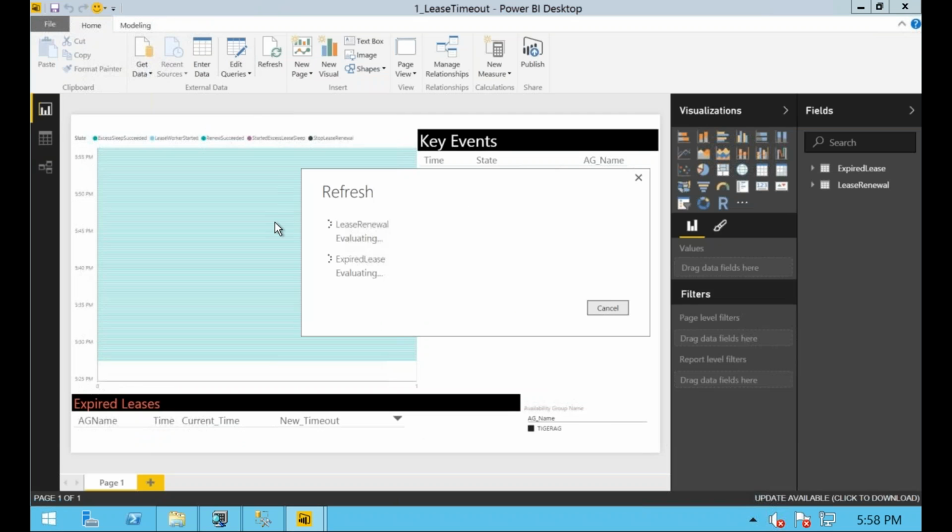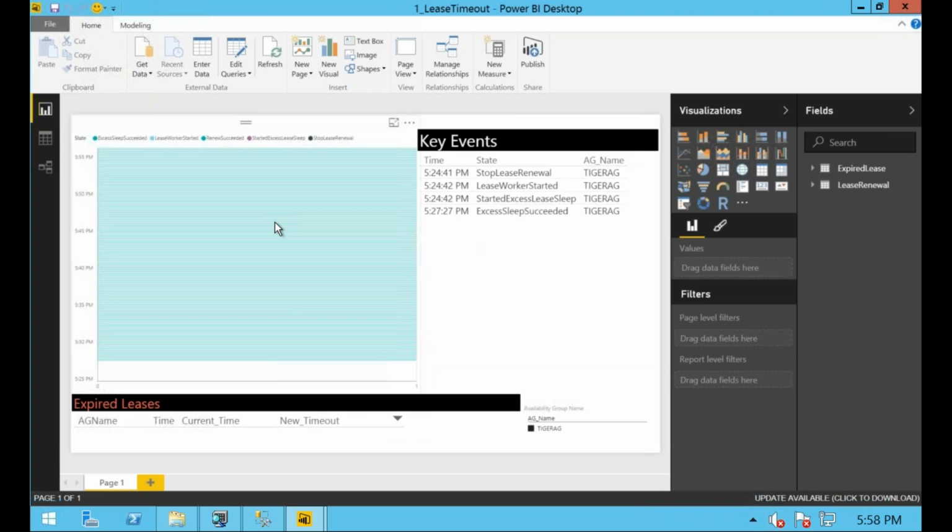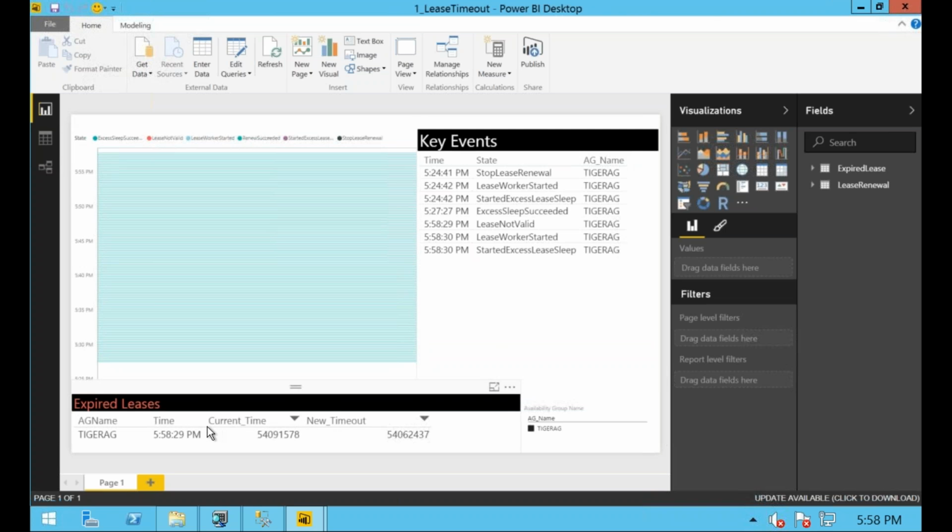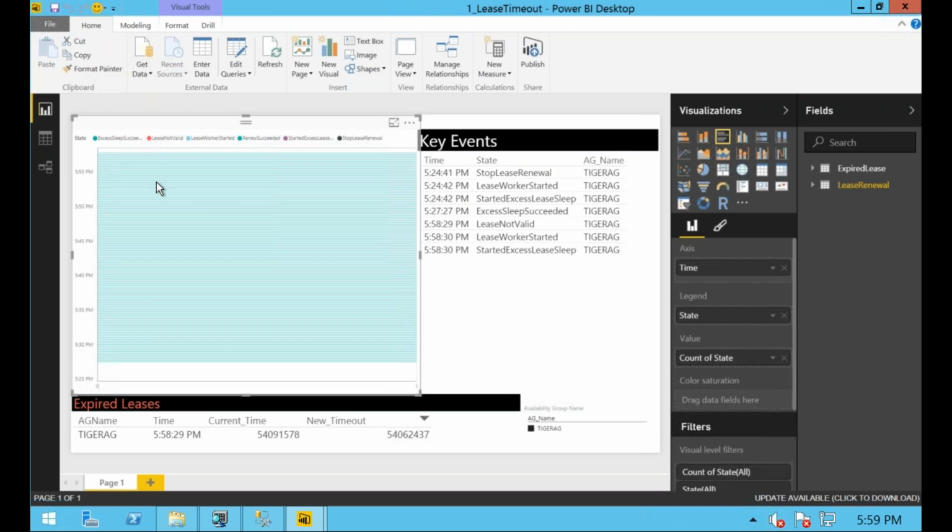So let me go ahead and continue, and let's see if it's able to figure out lease timeout. So I can see it picked up one lease timeout, and it's processing the additional entries, and there you see the lease timeout. So I can see at 5:58 p.m., my time is 5:59, at 5:58 the lease timeout happened. Again, the current time is greater than the new timeout, which is why the lease expired, and I can see it right at the top over here.